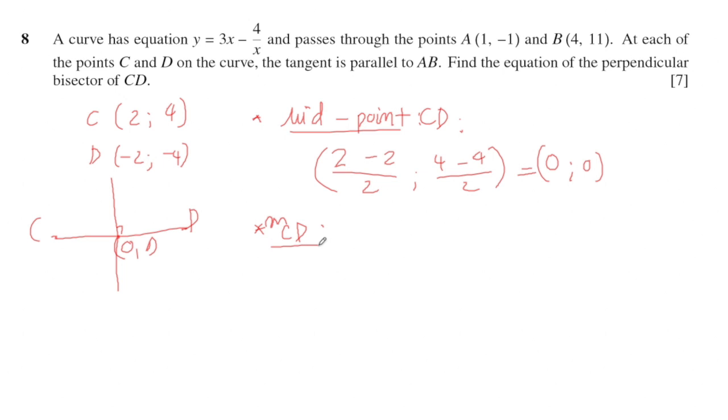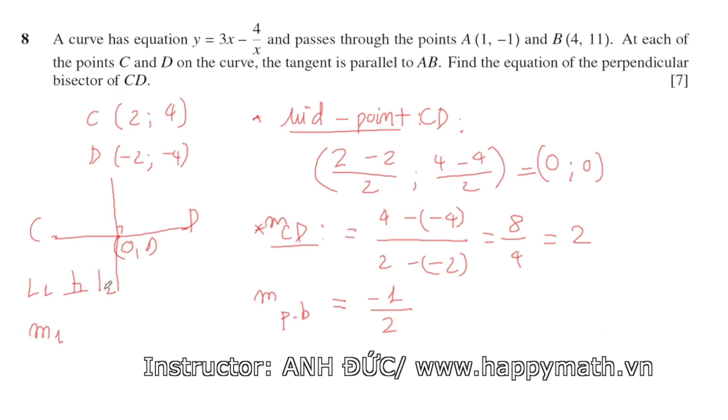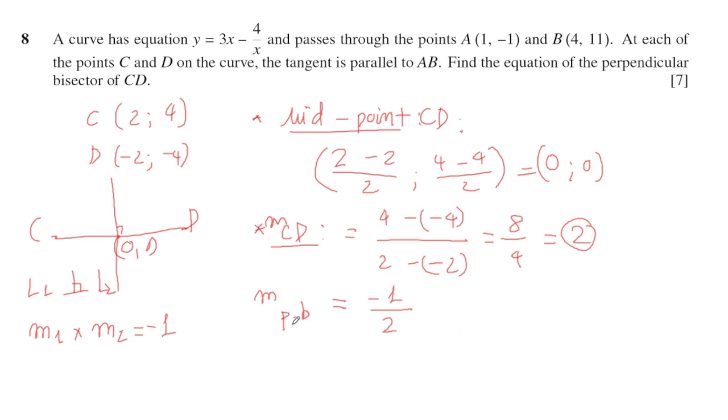The gradient of CD is (4 minus minus 4) divided by (2 minus minus 2), which is 8 over 4, equal to 2. So the gradient of the perpendicular bisector will be equal to minus 1 divided by 2. Because if line 1 is perpendicular to line 2, the gradient of 1 times the gradient of 2 will be equal to minus 1. That's why the gradient of CD is 2 and the gradient of the perpendicular bisector is minus 1 over 2.